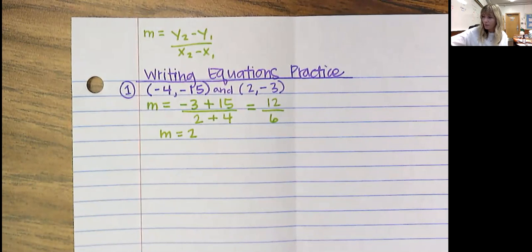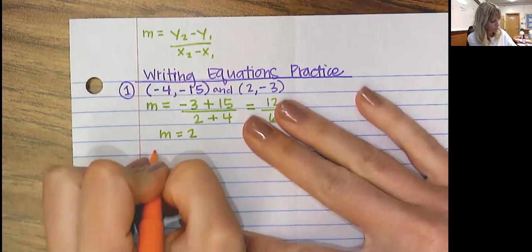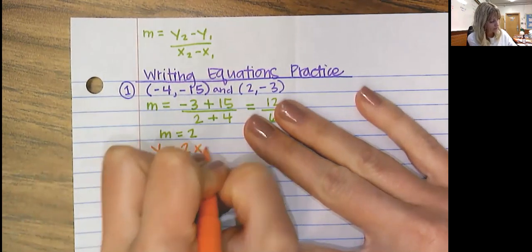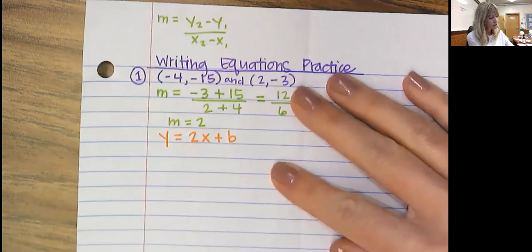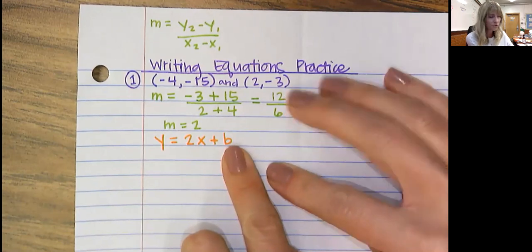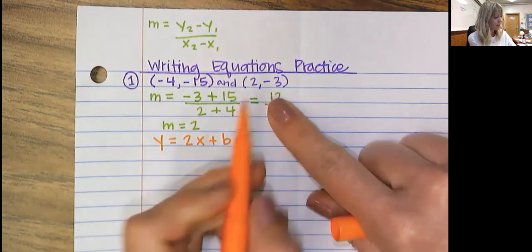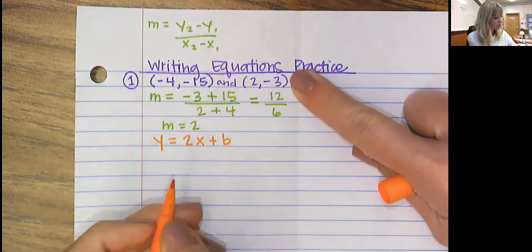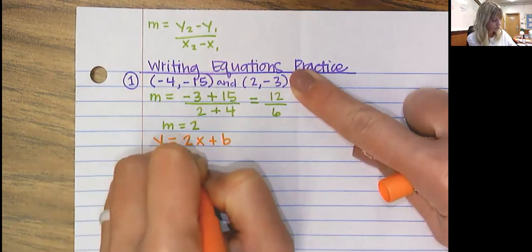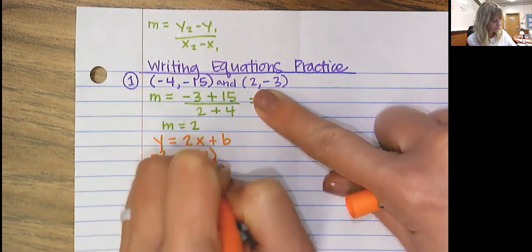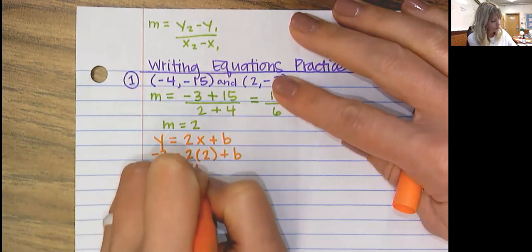So next, we are going to plug this into y equals mx plus b. Y equals mx plus b. I know the m part now, so I put the m in there. My next job is to find b. And in order to do that, I'm going to take one of these ordered pairs and I'm going to plug it in. This one looks a little nicer to me, but make sure you plug in y for y. -3 equals 2 times 2 plus b. -3 equals 4 plus b.